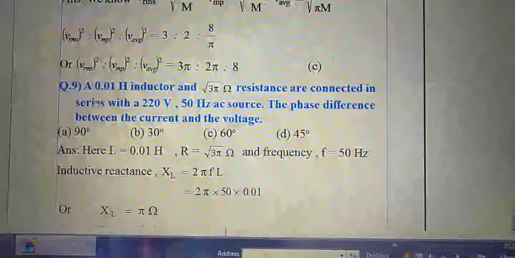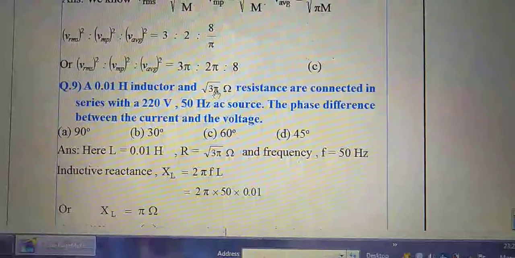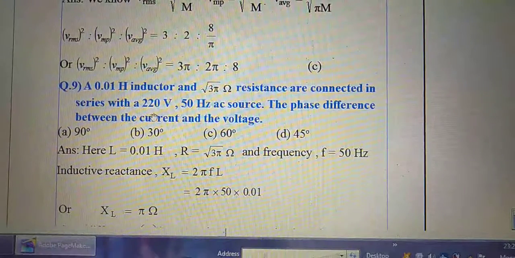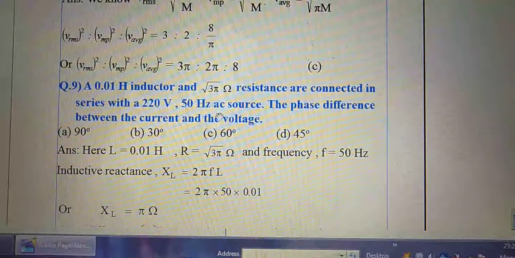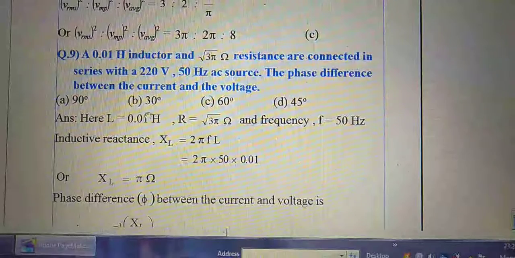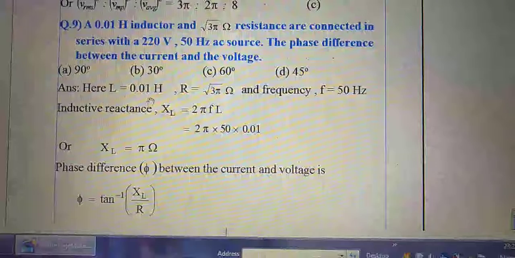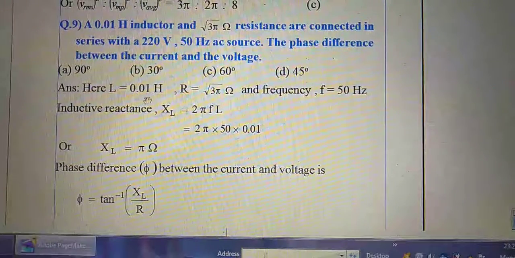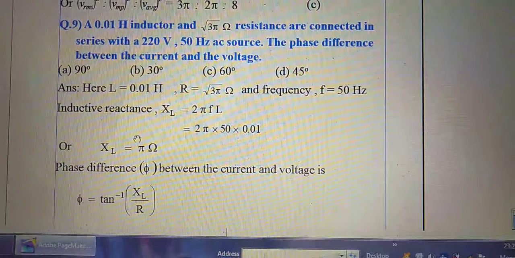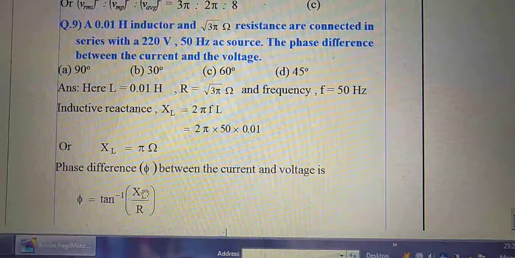Next question. A 0.1 Henry inductor and root 3 pi ohm resistance are connected in series with a 220 volt 50 Hz AC source. The phase difference between current and voltage is A 90 degree, B 30 degree, C 60 degree, D 45 degree. Here given inductor 0.01 Henry, resistance root 3 pi ohm, frequency 50 Hz. So first we have to find out the value of inductive reactance.